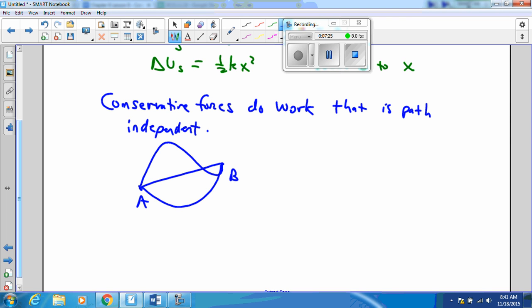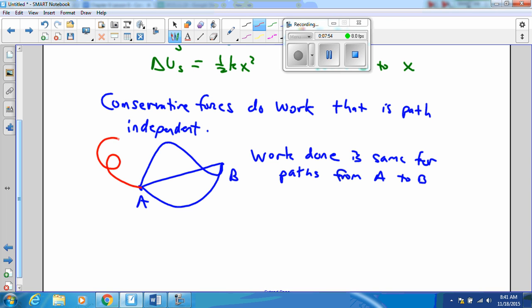Conservative forces are going to not care about the path. The only thing that is going to determine the amount of work done is the difference in position between A and B. So the work done is the same for all paths from A to B. I could even do a really crazy path like this. And the work done would still be exactly the same as the path straight across for a conservative force.